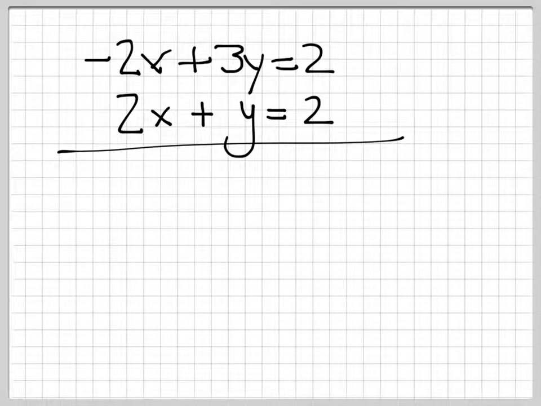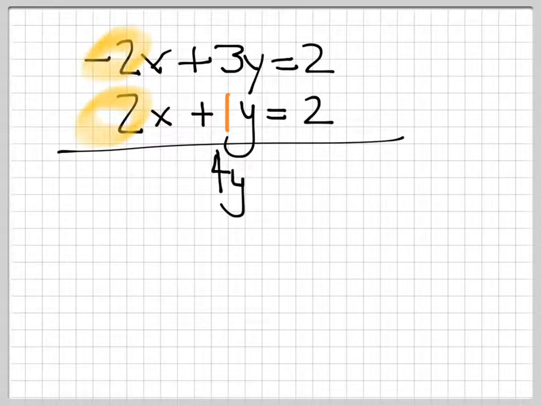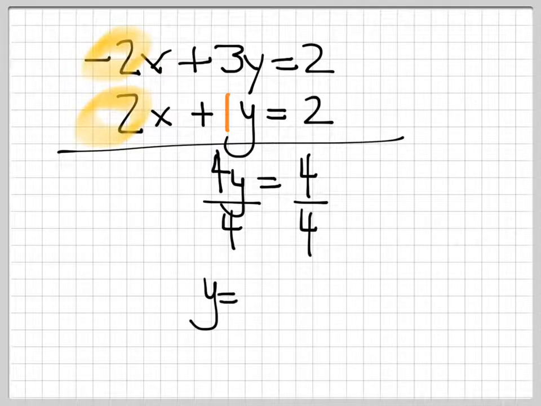Alright, so we notice that the numbers in front of x are equal and opposite. Right? 2 is equal to, but opposite, negative 2. So if we add, the 2x take away 2x cancels, leaving me with none, and 3y plus 1y, remember there's always a 1 there, is 4y equals 2 plus 2, which is 4. Dividing both sides by 4, we get that y equals 1.